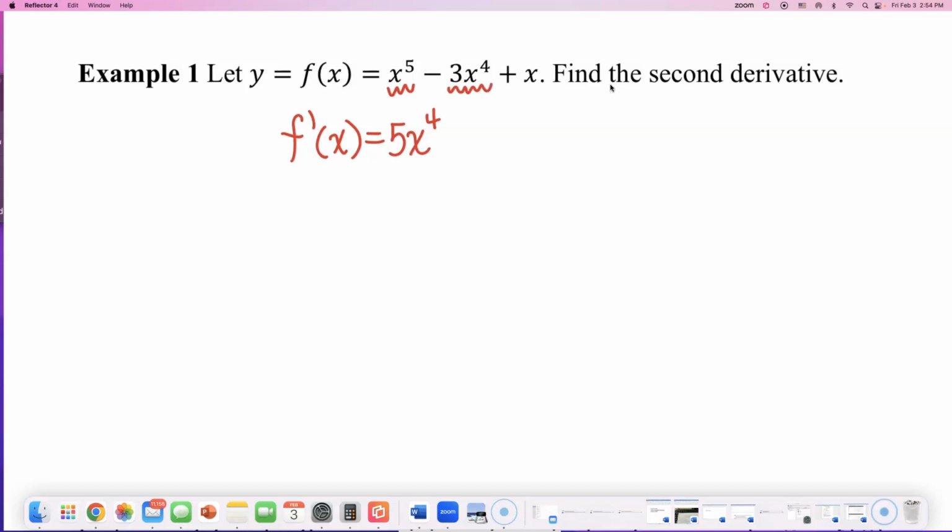minus 3x to the fourth. That's going to give us minus 12x to the third. And lastly, this plus x, that's plus 1x, right? The derivative of x is 1. So we found the first derivative.